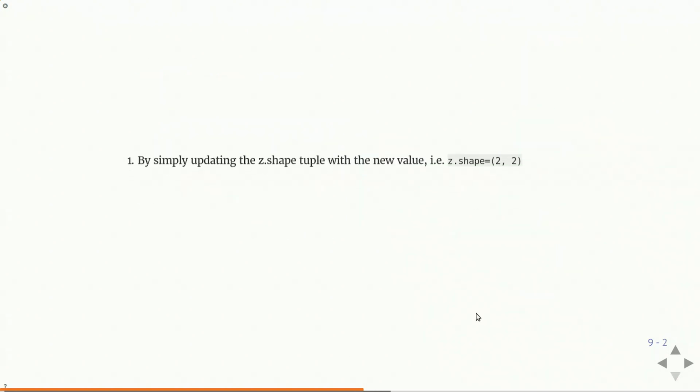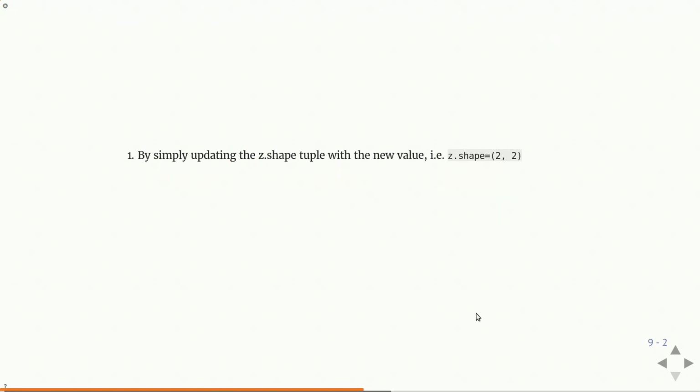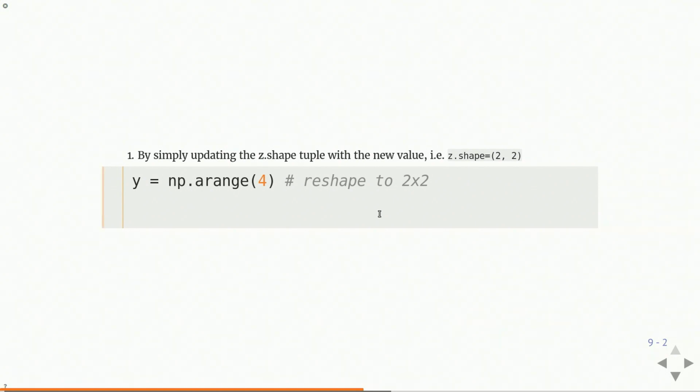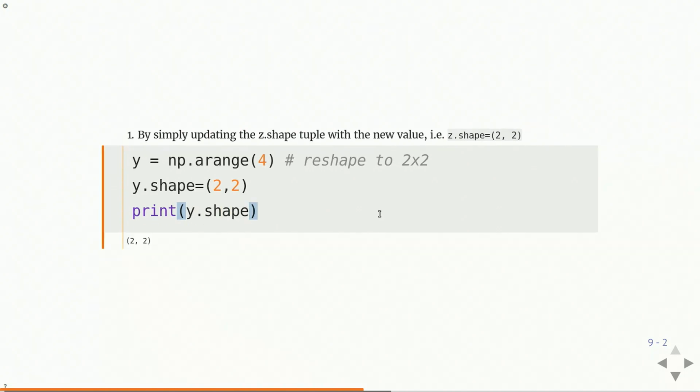NumPy gives us 2 ways to reshape the array. The simplest way is to simply update the shape data member value to the new shape. So for example, given this one-dimensional array, we can very easily reshape it to a 2-dimensional array. We are simply going to reset its shape data member to the new value 2, 2. Can also print like that. So that's it.